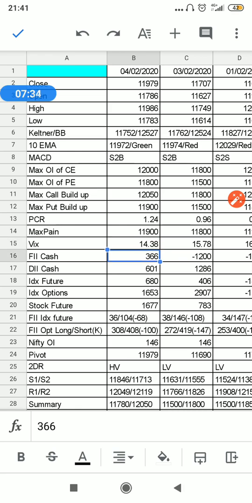See, FIIs have bought only 366 crore. That is a matter of concern. We were thinking that today there will be huge buying, but if you see, there is not that huge buying. Okay, it is just moderate. DIIs also have not bought anything very significant, 600 crore. Index future also very normal buying by the FIIs. Okay, index option both call and put, we'll see in the next line. What does that mean? Stock future they have bought. So individually in stocks, FIIs have taken long positions, that is for sure. Okay, index future, if you see, yesterday they were 108,000 contracts short, and now they are short only 68,000.